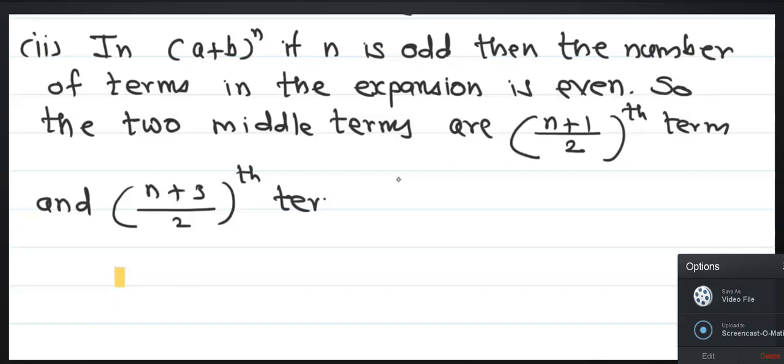Therefore, if n is odd, then we will have two middle terms, that is (n plus 1) upon 2 and (n plus 3) upon 2. Suppose n is equal to 3, then 3 plus 1 is 4, 4 upon 2, so the second term will be the middle term. And 3 plus 3 is 6, 6 upon 2, so the third term will be the middle term in the expansion of (a plus b) cube. Now next.